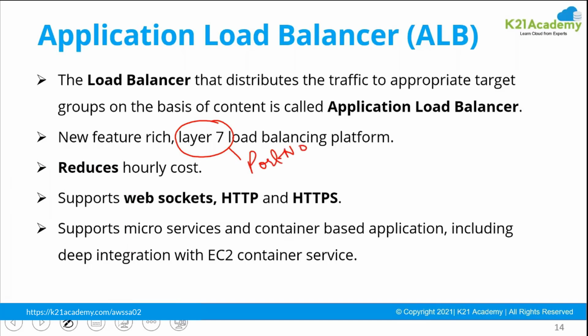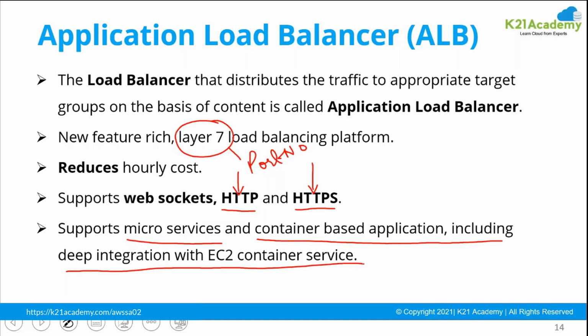It supports 2 kinds of protocols, which are HTTP and HTTPS. That's it. The application load balancer supports only HTTP and HTTPS. So it even supports microservices and container-based applications, including deep integration with the Amazon Container Service. So if you want to use the container service in Amazon and want to perform load balancing, the application load balancer is going to help you with that. So it can help you on the microservice level.